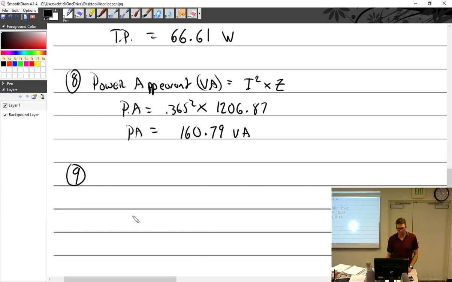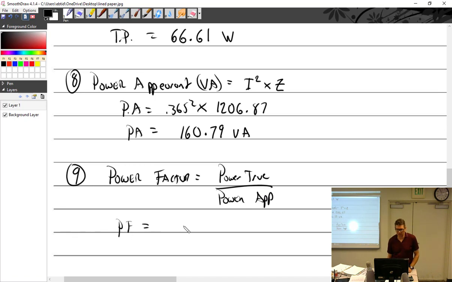Number 9. I want the power factor. Pucker factor. Remember, power factor is going to be a number between 0 and 1 that's going to tell me how good the circuit is. Power factor equals power true divided by power apparent. So the power factor equals power true, which is 6.61 from above, divided by 160.79.